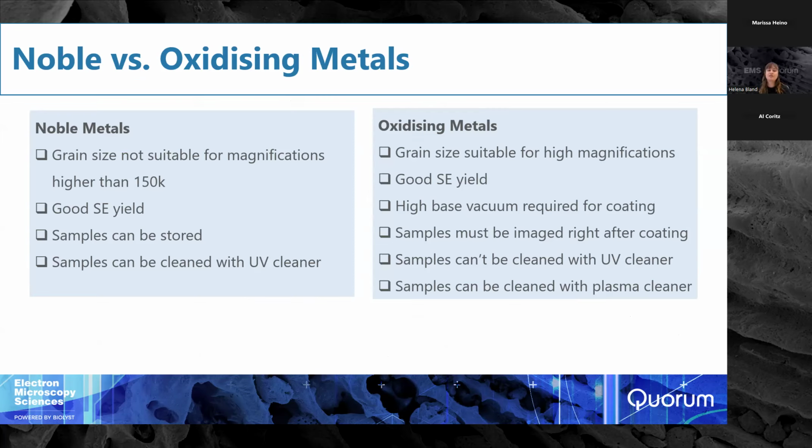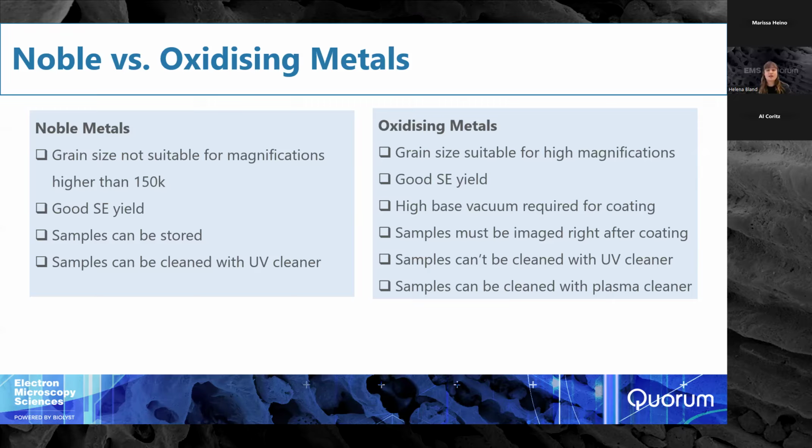But there are plenty of advantages associated with noble metals. So in general, the grain sizes are suitable up to around 150K. They have good secondary electron yield. And a benefit is that obviously we can store our sample. So if I coated my sample with gold, I put it in the cupboard for 3 months, and then I came back to it a few months later, yes, there'd probably be hydrocarbon contamination on it, but the gold itself would not have oxidized. So I could then put it back in the SEM and image that sample again.